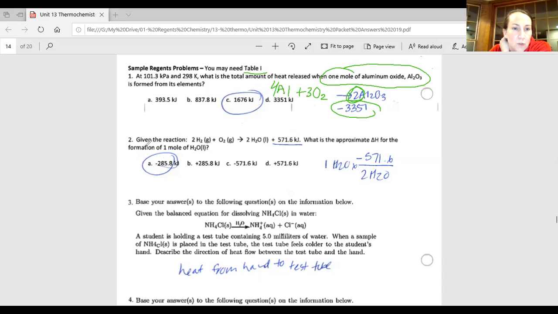Okay, in number 2, you're given the reaction and you're given your delta H value. The approximate delta H for formation of 1 mole. So start with 1. 2 is right here on the bottom. And then I made this negative because delta H is negative when it's exothermic. And that's that. Okay, and then the next 2 are the ones that are usually troublesome.